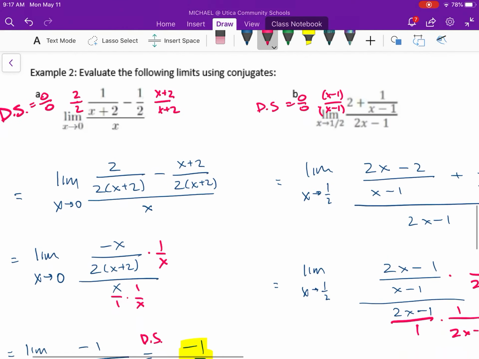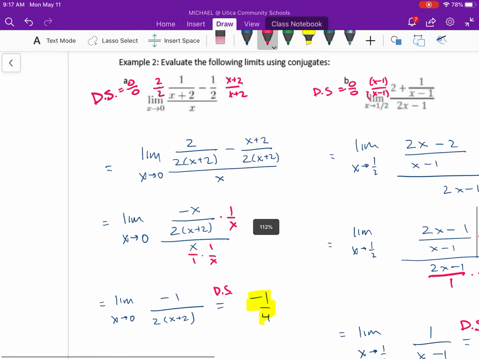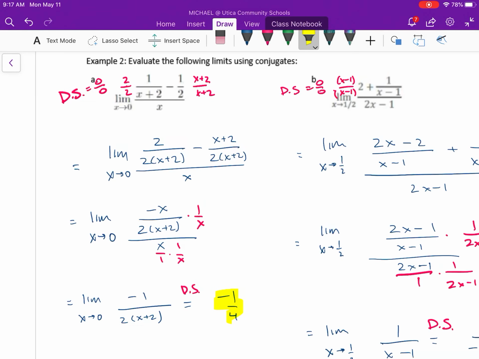All right, I will assume that you have paused and done these two problems. Let's start with example A. Again, direct substitution gives us 0 over 0. This side has a 2, which is why I multiply the left by 2 over 2 and the right by x plus 2 over x plus 2. And then when I do my algebra, I end up down here with negative 1 over 2 times x plus 2. I try direct substitution again, and I end up with negative 1/4.